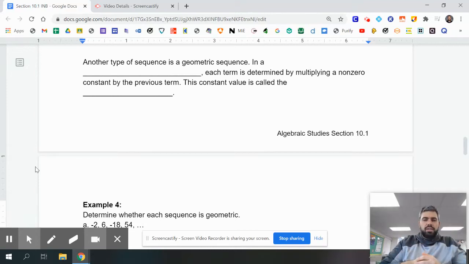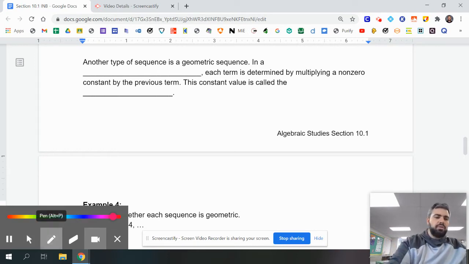So we looked at arithmetic sequences, and those are sequences that go up by a common difference every single time. They go up by 2. So 2, 4, 6, 8, 10, 12, and so on and so forth. The other type of sequence that it's important to know are called geometric sequences.